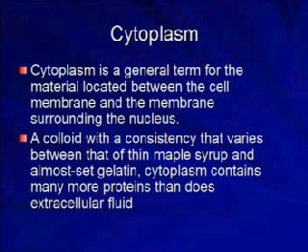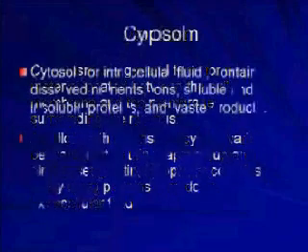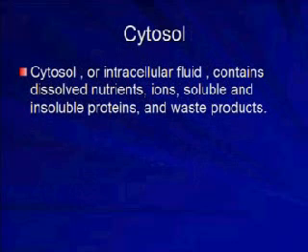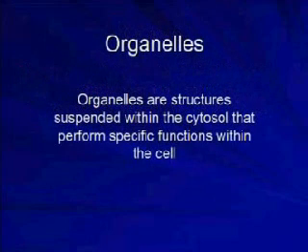First structure we'll talk about is cytoplasm. Cytoplasm is a general term for the material located between the cell membrane and the membrane surrounding the nucleus. A colloid with a consistency that varies between that of a thin maple syrup and an almost set gelatin. Cytoplasm contains many of the proteins that extracellular fluid does. Cytosol, or intracellular fluid, contains dissolved nutrients, ions, soluble and insoluble protein, and waste products.